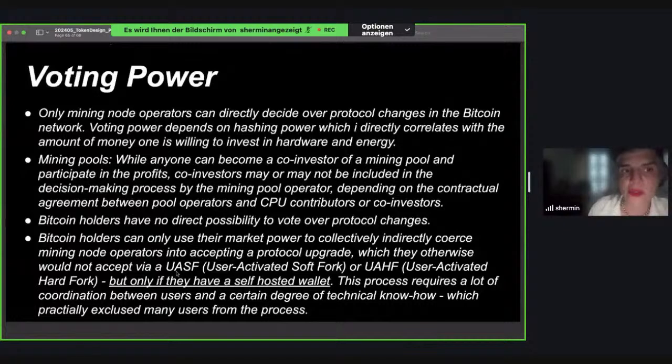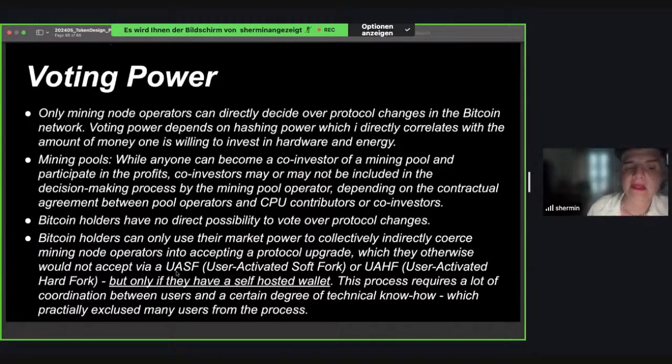When it comes to voting power, also, as previously mentioned, mining node operators can directly decide over protocol changes. In mining pools, it depends on the agreement that the mining pool co-investors have with the operator. They may or may not have voting rights, this co-decision-making power, when it comes to protocol upgrades.